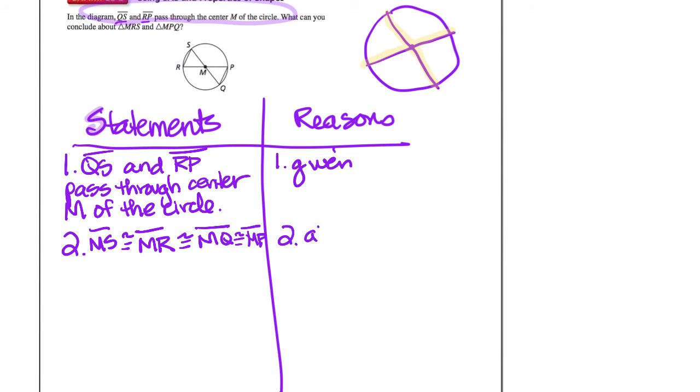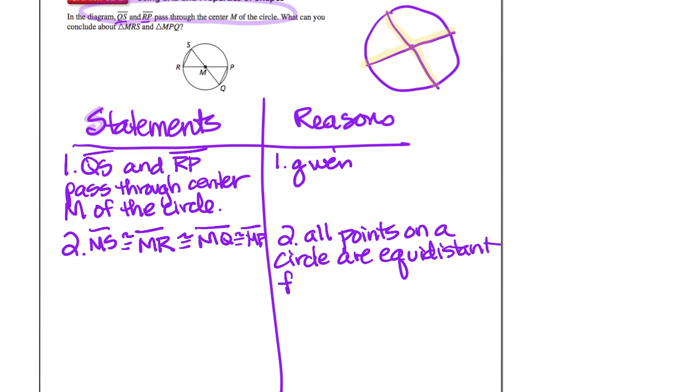And that is all points on a circle are equidistant from the center. And your wording doesn't have to be exactly like that, but you do need to sort of have the general idea of that same information. So because I know that all of these, 1, 2, 3, 4, they're all congruent, I'm pretty close to being able to say that my triangles are congruent.